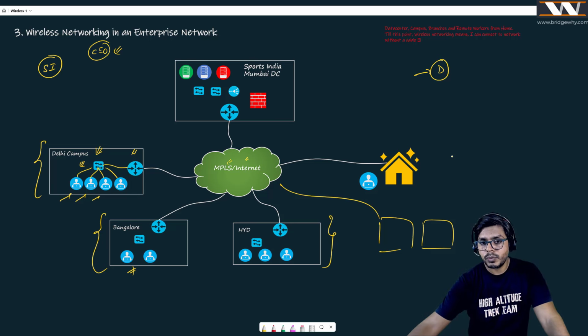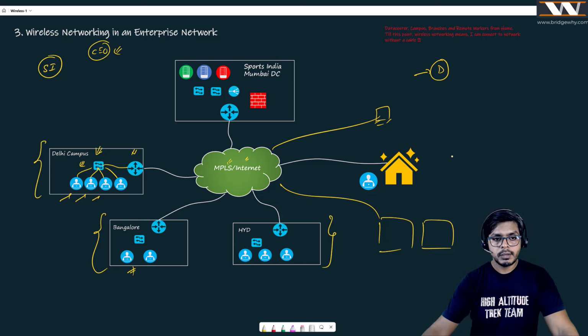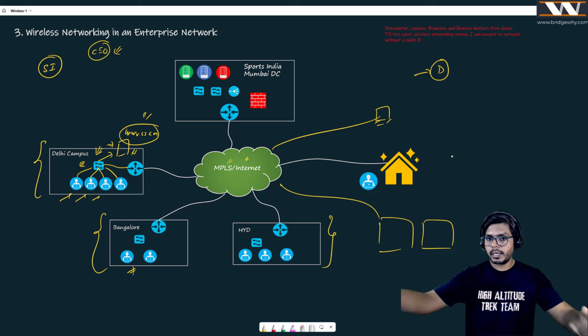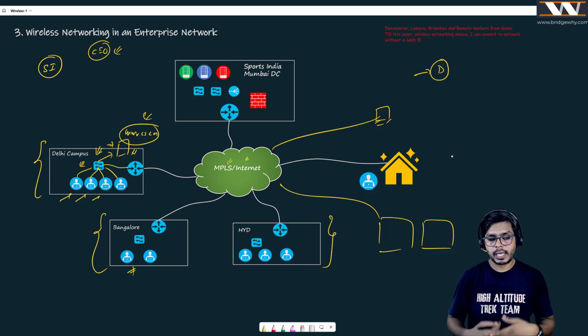How a user sitting on this internet is going to order from this company: maybe somewhere in this campus network, I have a server where I am running this website, which is www.sportsindia.com. If that is the case, anybody can come from outside using the internet and access this website to order something. You are all aware of this, right?